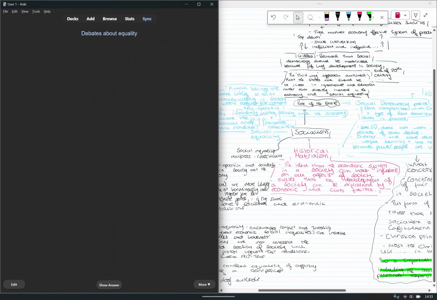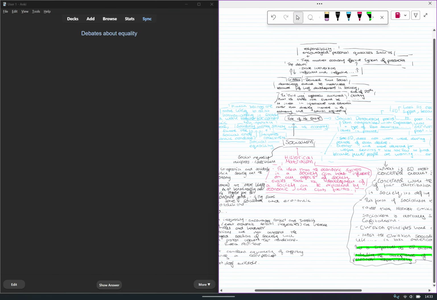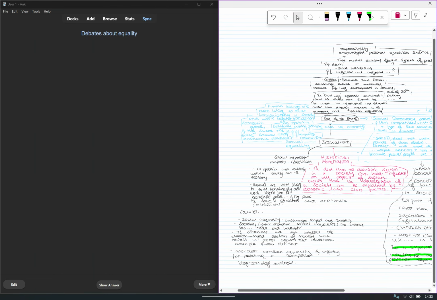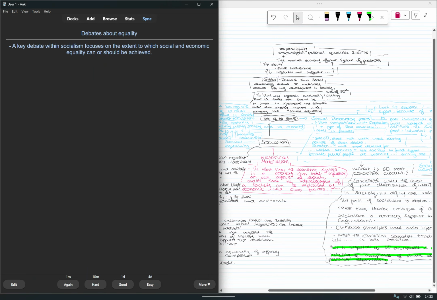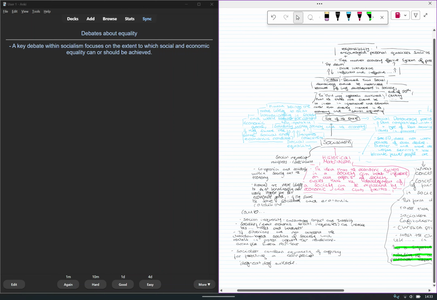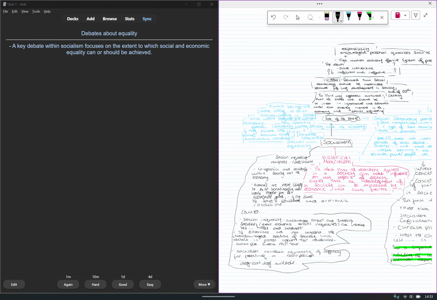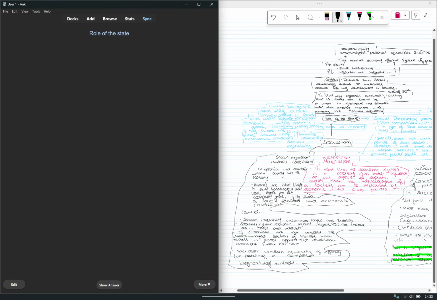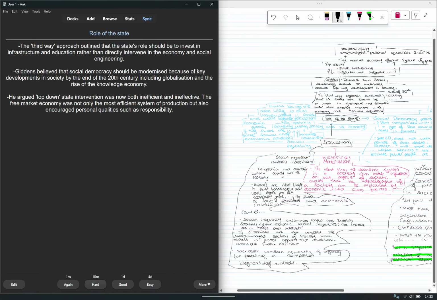Debates about equality. I believe we haven't listed this yet. Social equality, no. But we did already cover this card at the start, which says that a key debate within socialism focuses on the role of the state. Let me just highlight this because I like to keep things separate so I don't get confused between my points. I'm sorry for my handwriting. We already had the Giddens argument, if you can remember, about the third way approach to the economy, which is a state role to invest in infrastructure and education rather than invest into the economy and take the Keynesian approach. This is because of the development of free markets over time, believed by Giddens.